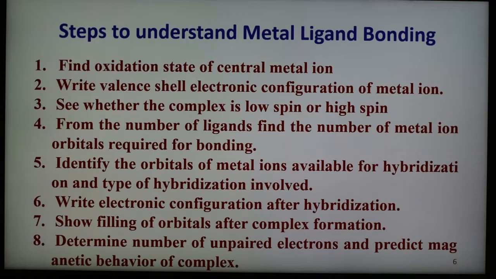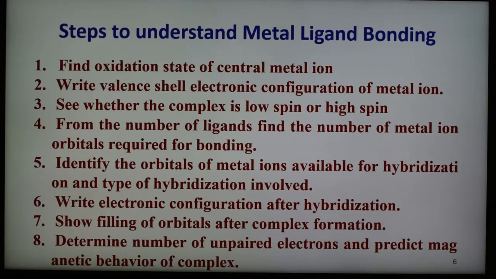After that, write the electronic configuration after the hybridization also. The next point is to show the filling of orbitals after complex formation. As we know, complex orbitals are also filled in a similar way as atomic orbitals, so here we are taking some examples of how the filling of orbitals takes place. After that, determine the number of unpaired electrons and predict the magnetic behavior of the complex.